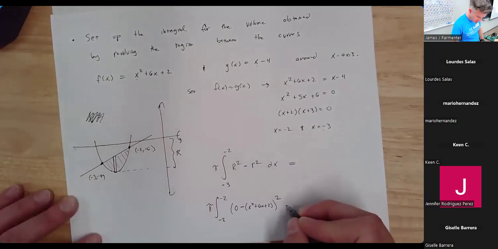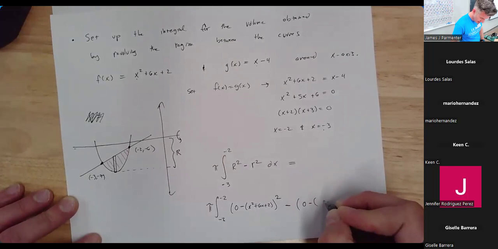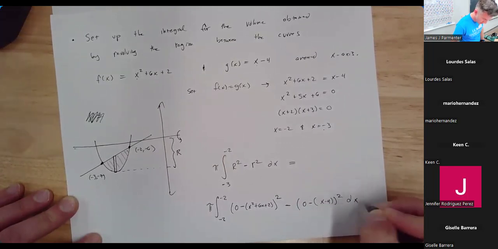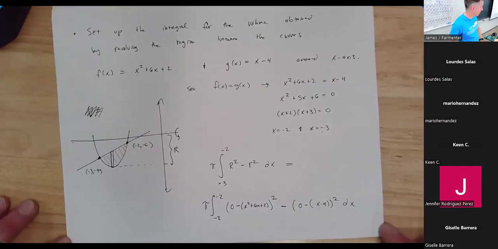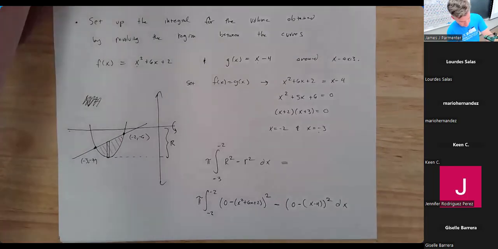Same deal over here. The smaller radius would be 0 minus x minus 4 squared, which I will admit is a little bit gross. Yeah. Let's do two more things here.